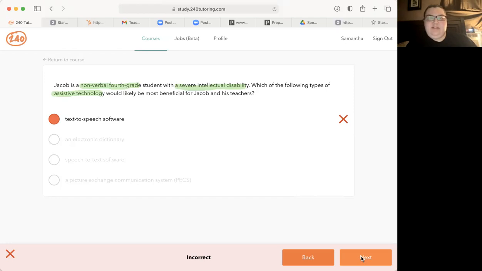The picture exchange. Yes, that picture exchange communication system is going to be incredibly useful for him, because he is severely intellectually disabled and also nonverbal. That picture exchange communication system is going to be very important for us to be able to help him and for him to be able to communicate his understanding. So when someone is severely intellectually disabled, they have trouble writing, speaking, reading, understanding things.